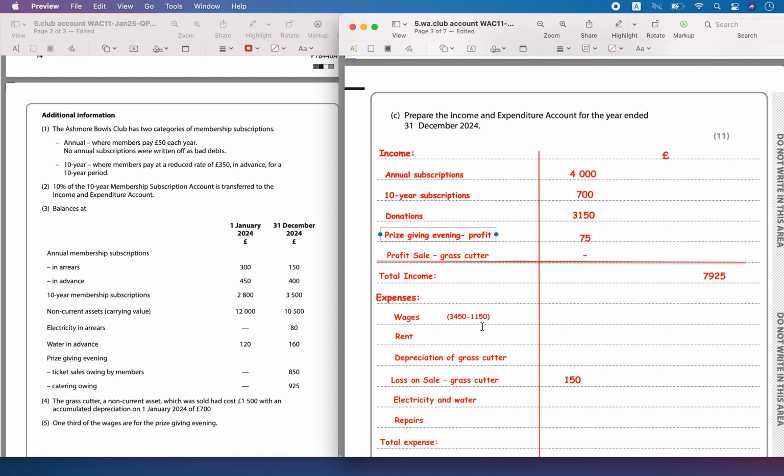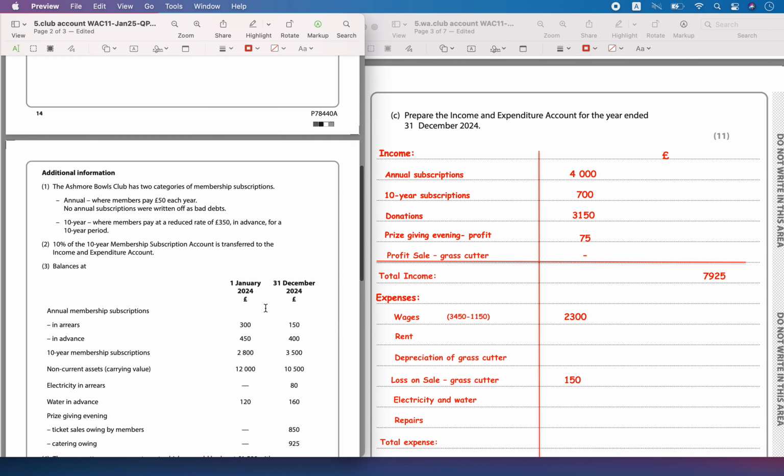Okay, the total wage was 3450, but some of it has been included here. So some would have been included only that much. The remaining we have to include it here. Okay, so let's include that. So the remaining would be 2300. So 2300. So let's calculate that.